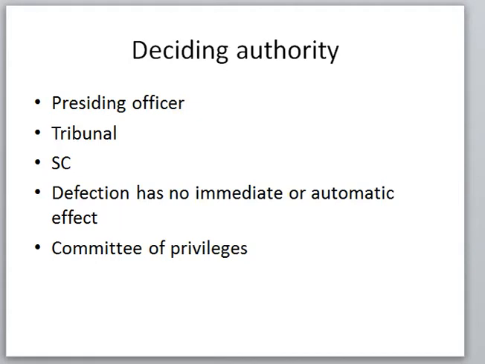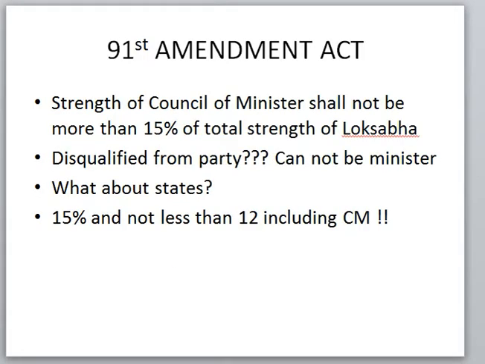Okay, so remember that. Next point is very important, the 91st Amendment Act. As I told you earlier, the 10th Schedule was introduced in the 91st Amendment Act. The one-third rule was scrapped in the 91st Amendment Act. And second thing is that the 91st Amendment Act talks about the strength of ministers in the government. If we are talking about the central government, then the total ministers in the central government cannot exceed 15% of the total strength of the Lok Sabha.